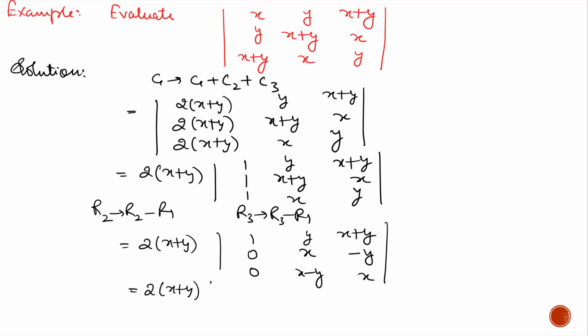Now expand along first row and we will get twice of x plus y whole multiplied by x square minus xy plus y square, which equals twice of x cube plus y cube.